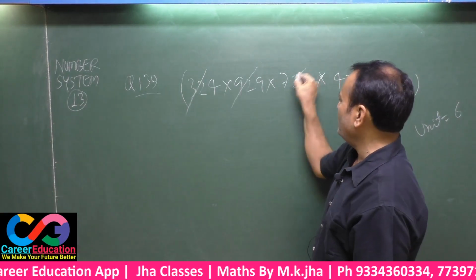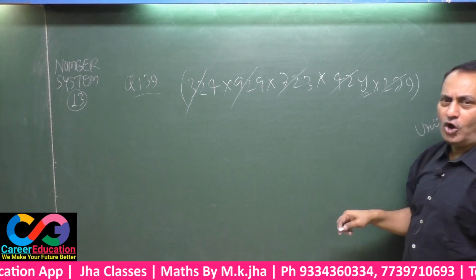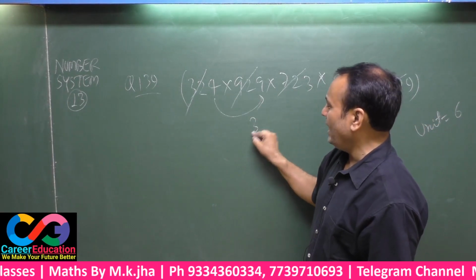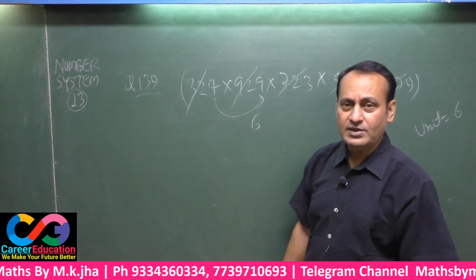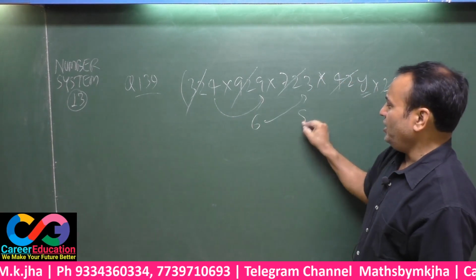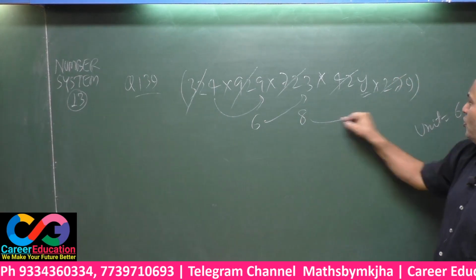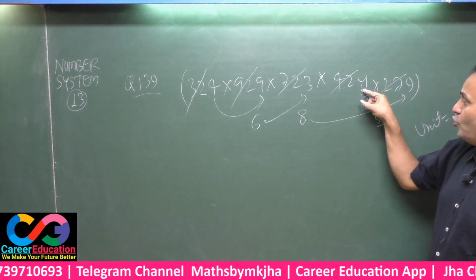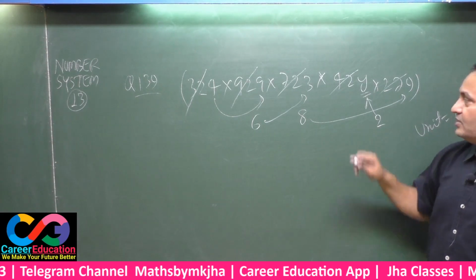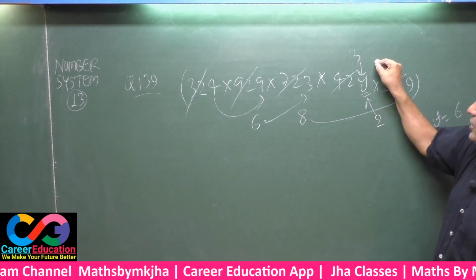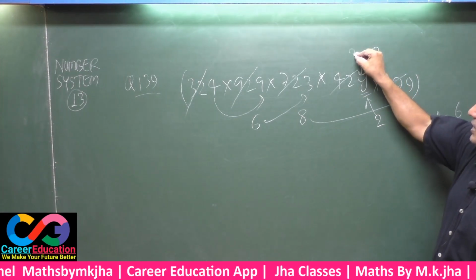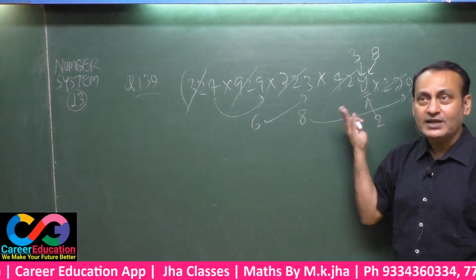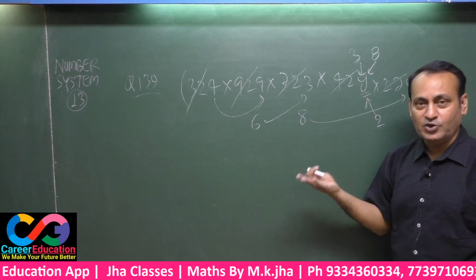Since the unit is given, you have to point out all the unit values in the given product. 4 into 9 is 36, unit is 6. 6 into 3 is 18, unit is 8. 8 into 9 is 72, unit is 2. And see here, 2 into y, unit must be 6. That means y may be 3 or y may be 8. If y is 3, 2 threes are 6. If y is 8, 2 eights are 16. In both cases you get unit 6.